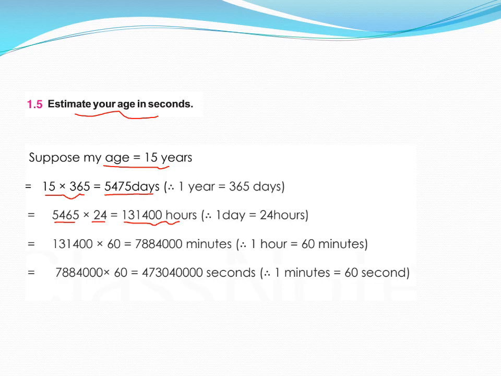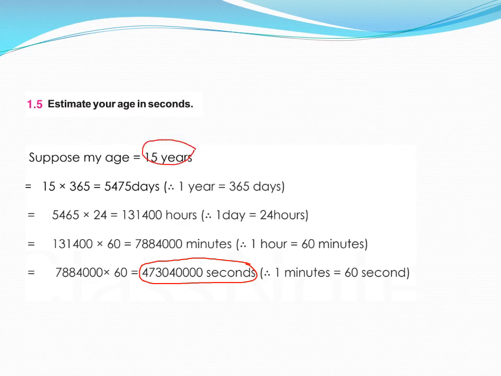Now we convert the hours into minutes by simply multiplying with 60, because there are 60 minutes in 1 hour. We get this result. And finally, minutes are expressed in seconds by multiplying minutes with 60, because there are 60 seconds in 1 minute. And finally, we get this much seconds. So these are the seconds which are equal to 15 years. So we have converted years into seconds.